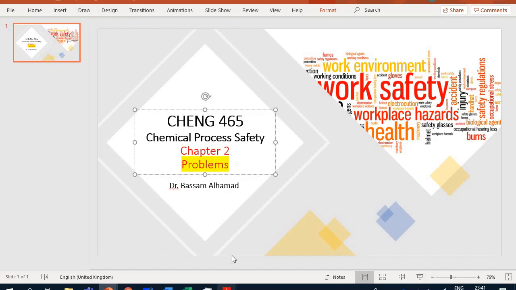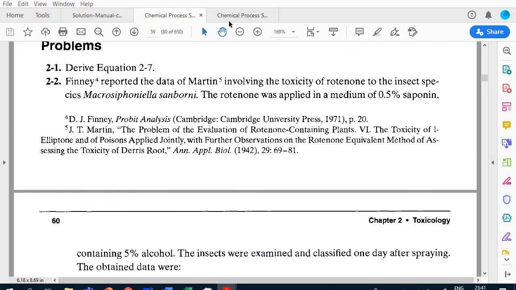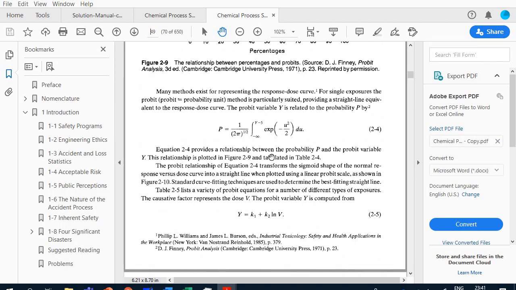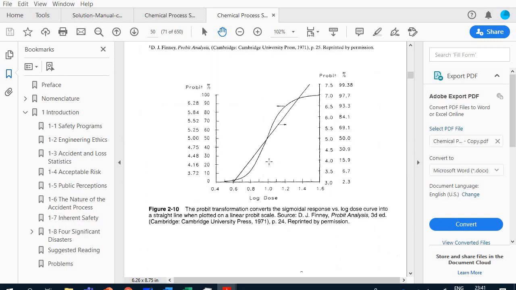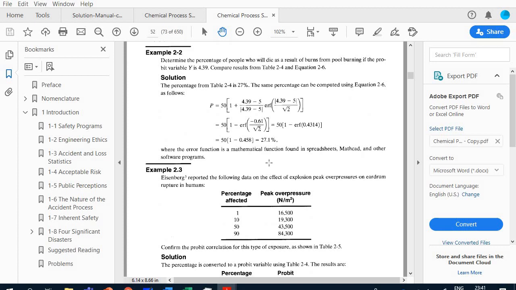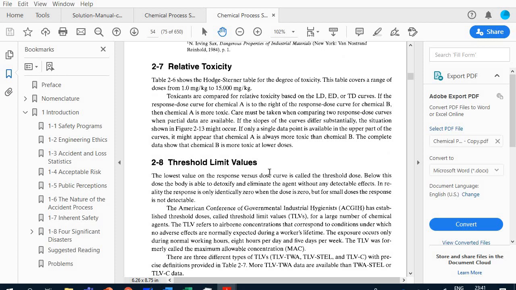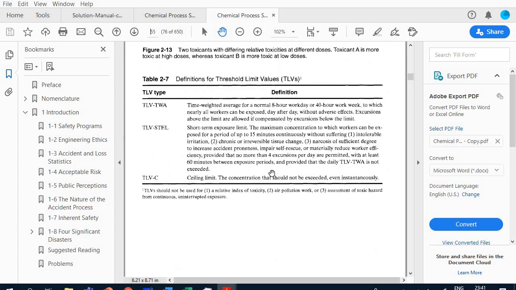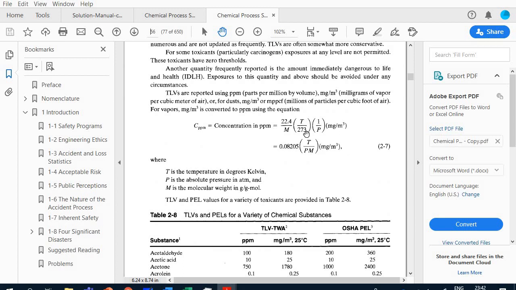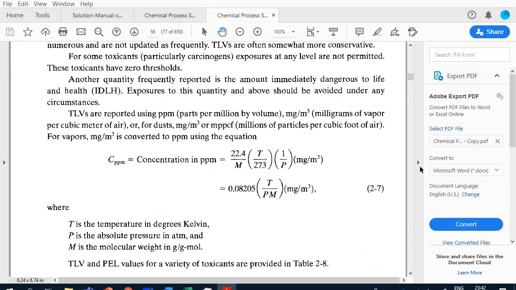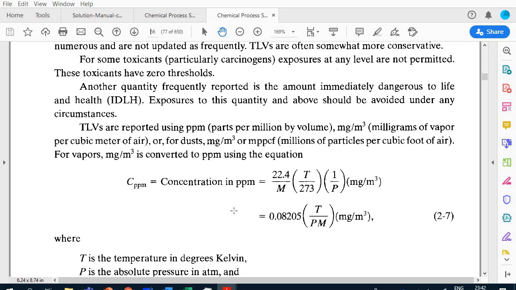Okay, so going to the problems that we have, we are going to start from problem 2.1, where we want to derive equation 2.7. And if you go back to equation 2.7, where is equation 2.7? Actually, equation 2.7 is just the conversion from ppm to milligram per meter cube. So what we will try to do here, we are just going to see that equation, which is 2.7, as you can see here. Okay, so that is the equation.